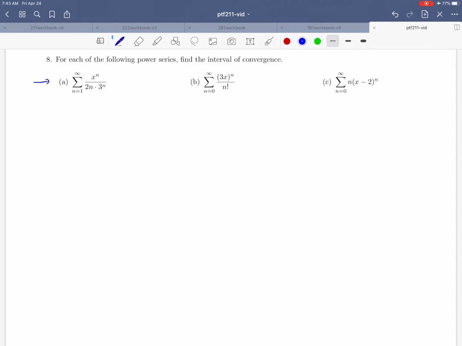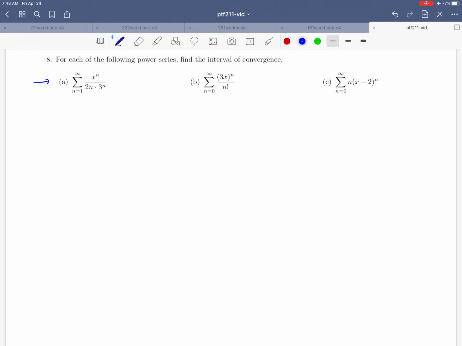Now remember the idea of a power series. When they say find the interval of convergence, they're asking us to determine the values of x for which this is a convergent series. This series has a variable in it, and so it's going to converge for some x's and maybe diverge for other x's. We'd like to know what the x's are for which it converges.